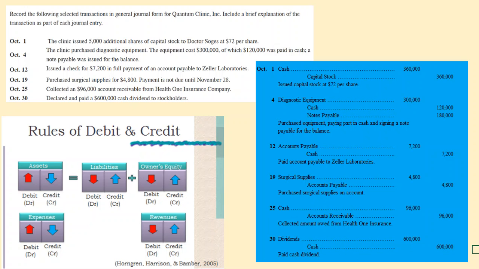So again, quick summary. Journal entries: every journal entry must affect at least two general ledger accounts. You must have at least one debit and at least one credit. Now, as we saw in this example here, it's possible to have more than one entry, but even if you have more than one, the total debits and total credits within any given journal entry must balance.